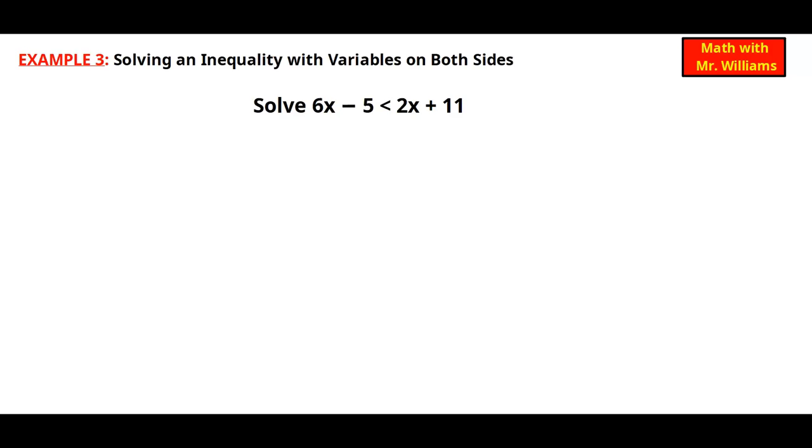Mr. Williams, Example 3, Solving an inequality with variables on both sides. So we have solve 6x minus 5 is less than 2x plus 11. Let's go ahead and write down our inequality. So we have 6x minus 5 is less than 2x plus 11. I'm going to draw my line of inequality.